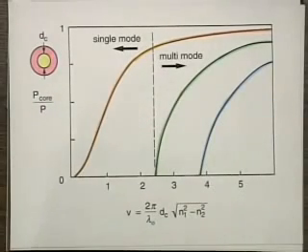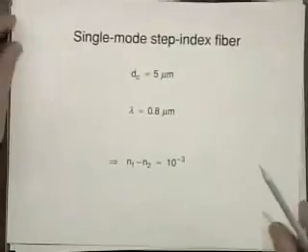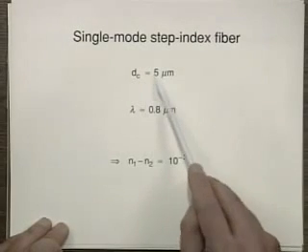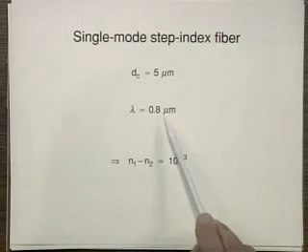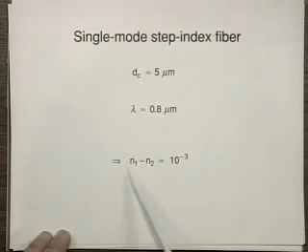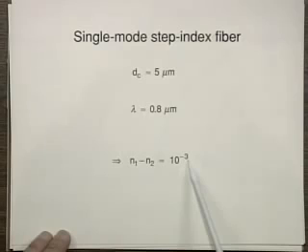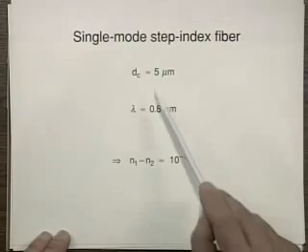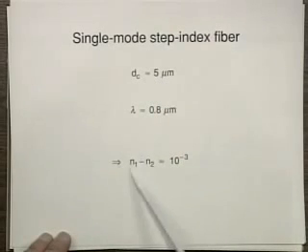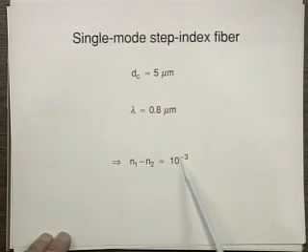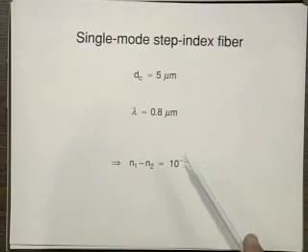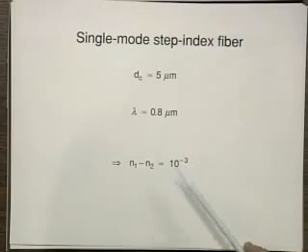Now, to give you an example, for single mode fiber, let's say for a core diameter of 5 microns and a wavelength of 0.8 microns, you need N1 minus N2, the difference in the index, to be 10 to the minus 3. Now, if you want to make the core diameter larger, then you're going to end up with N1 minus N2 even smaller. So it's very tricky to make single mode fibers. Otherwise, you have multi-mode operation.